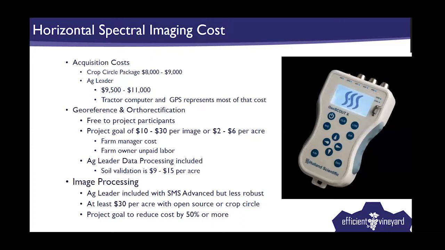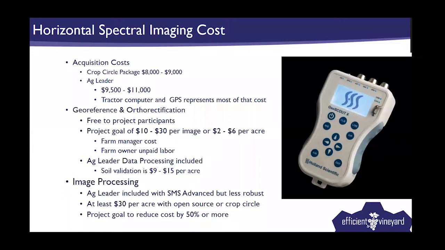I do want to touch on the different methods of gathering this data and what the costs would be associated with that. There are really two different ways that we look at those costs, depending on what the methodology is. This is the type of data logger that we might use, pictured on your right. The acquisition cost for one of those packages might be in the neighborhood of $8,000 to $9,000 for the Crop Circle that we're working with.